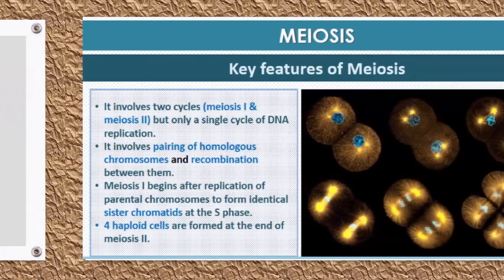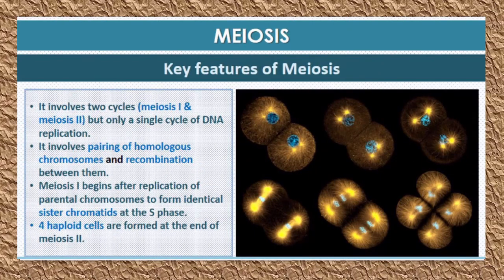Here in this slide you can see some characteristic features of meiosis. So let me discuss that first. It involves two cycles, that is meiosis 1 and meiosis 2, but only a single cycle of DNA replication. So DNA replication you know very well now. During S phase DNA replication occurs. So meiosis 1 will occur, meiosis 2 will occur, but here S phase will occur only once. That means a single cycle of DNA replication will be found.